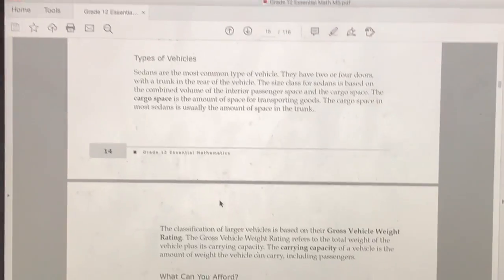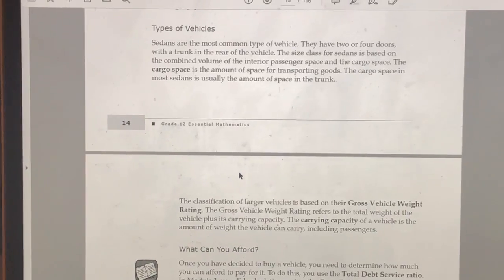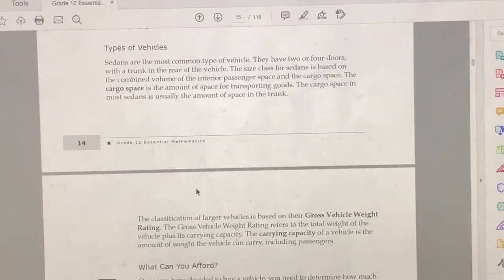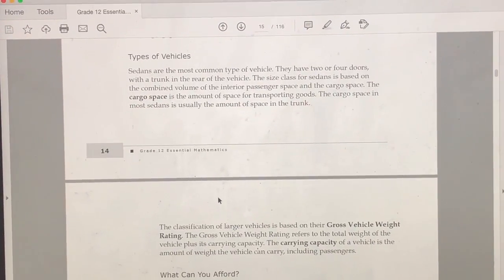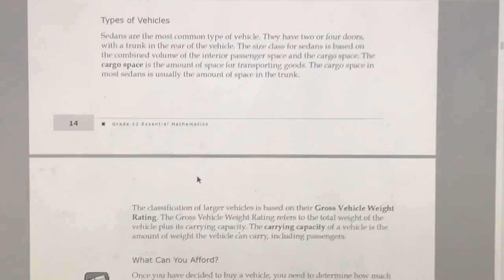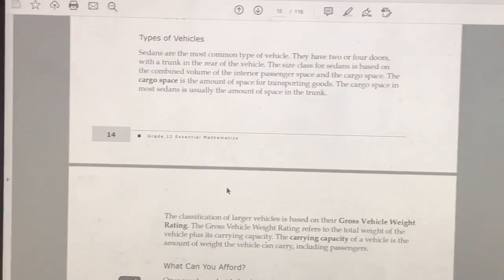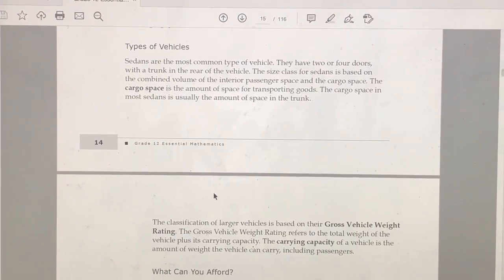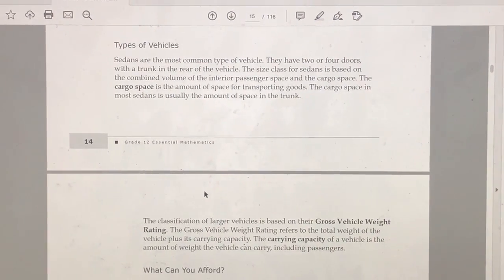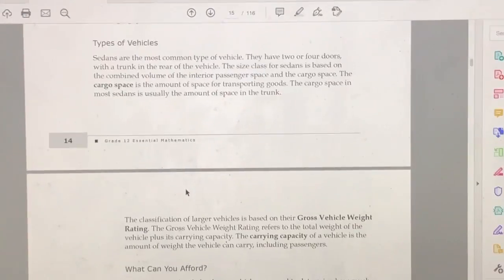Types of vehicles. There are lots of vehicles that people might be interested in. Just make sure it's in your range of budget. Don't be looking for supercars when you might not be making a salary that can afford that type of stuff. So what it talks about here is sedans being very common. A four-door with a trunk, the size class of sedans based on combined volume of interior passenger and cargo space.